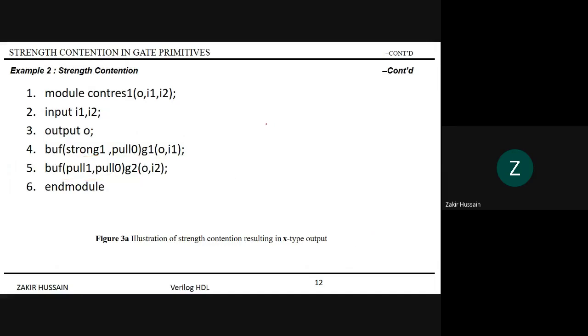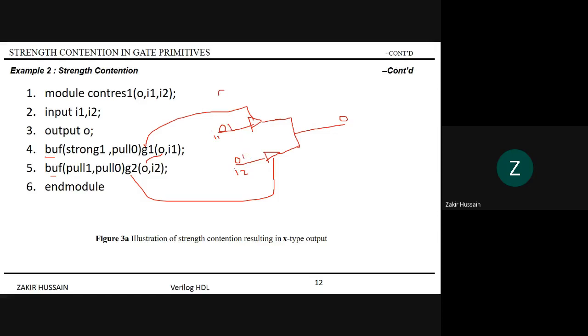Now, consider the same buffers again. Two buffers. This is an interesting one. Example two. This is D1, this is G1, and this is G2. Now you have your I1 here, and you have your I2 here. And this is O, meaning the same net. They both are driving the same net. Now, if 0 is there and 0, no contention issue. If 1 and 1, no contention issue. But what about when 0 and 1?